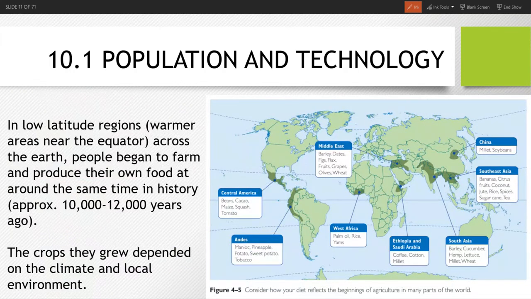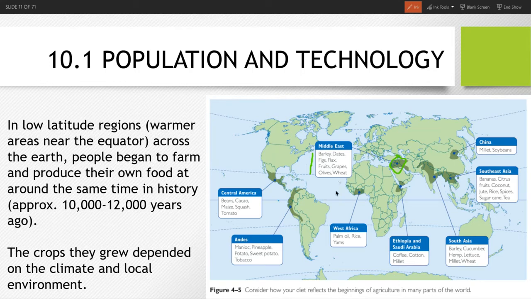Okay, so here we've got a map that illustrates some of the early food production. And you can see some of the various crops that were grown in different areas. So we're in the Fertile Crescent over here. We can see you get barley, dates, figs, flax, fruits, wheat, olives, that kind of thing.